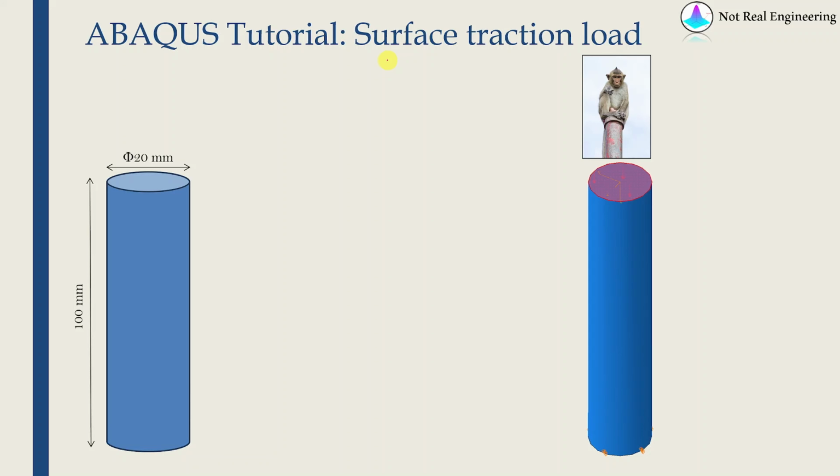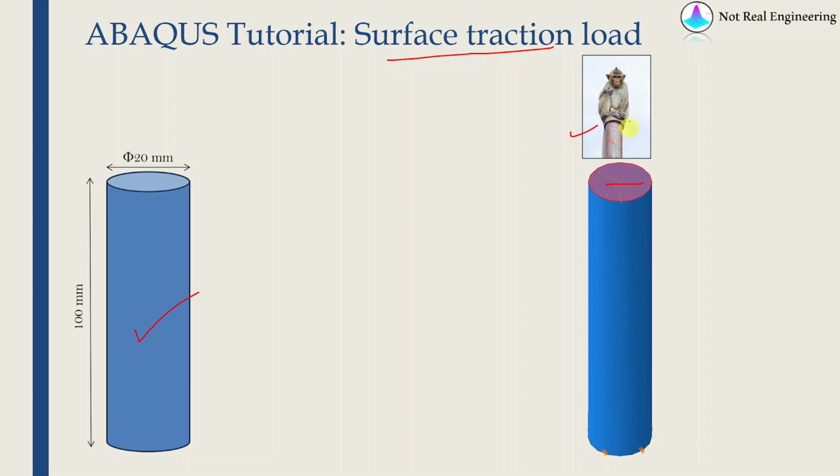This is a fairly short video in which we are going to discuss how to apply surface traction load in Abaqus CAE. Let's say a monkey is sitting on a pole like this and we want to see what are the stresses generated in that pole because of weight of the monkey. Now we can model the pole with this geometry shown over here. It's just a cylinder with height of 100 mm and diameter of 20 mm. In this case, it is very easy to apply this boundary condition, which is a pressure boundary condition.